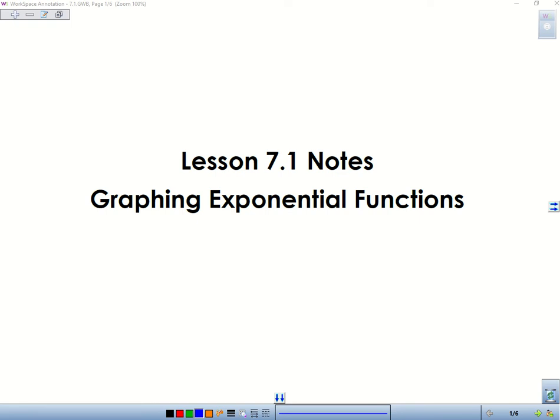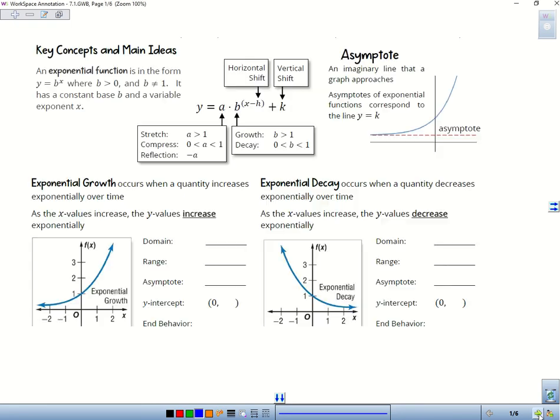Okay, so today we're going to be doing 7.1, which is going to be graphing exponential functions. So key concepts and main ideas. An exponential function is in the form y equals b to the x, where b is greater than 0 and b is not equal to 1. It has a constant base b and a variable exponent x.